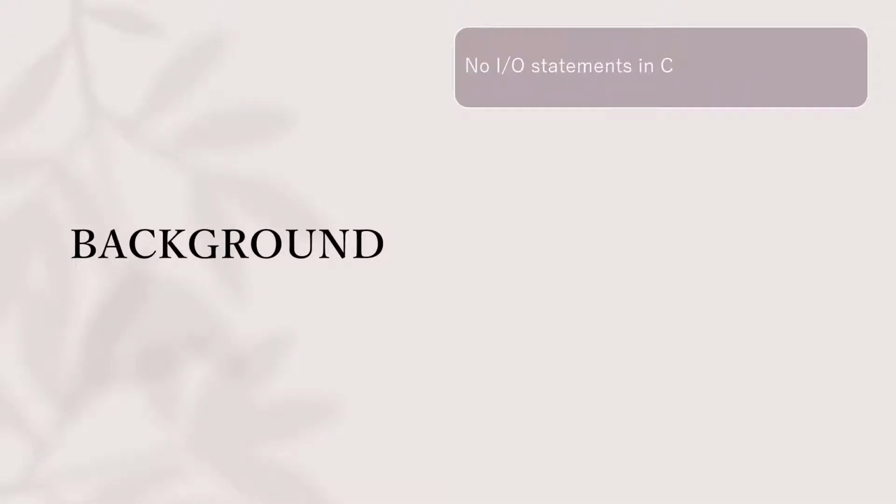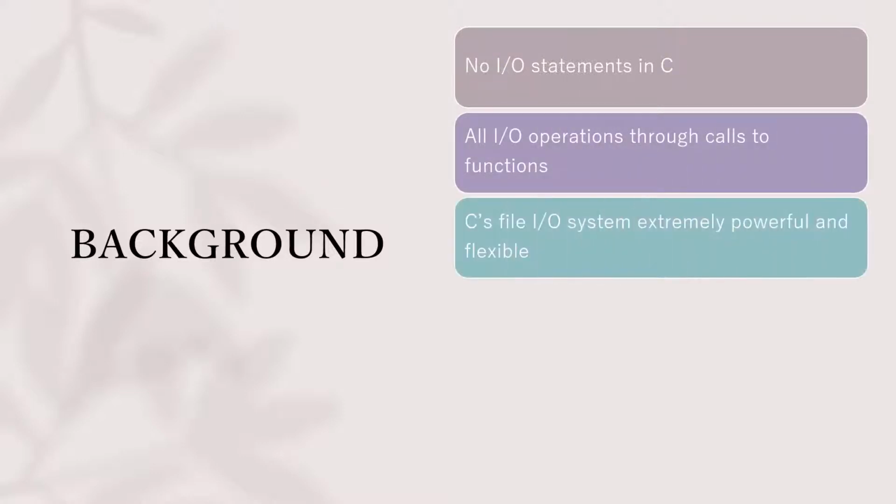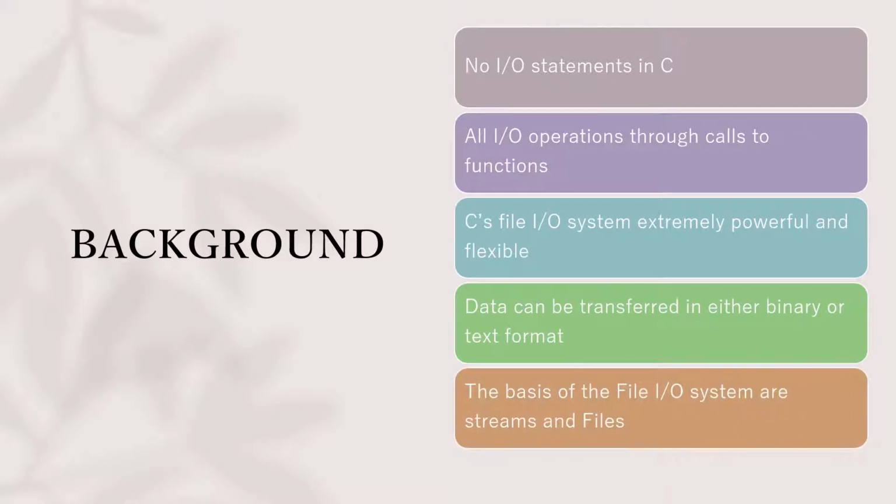Just a little background, we know from the previous session there are no I/O statements in C. Rather, we use calls to functions to execute I/O operations, but it's this very design that makes C's file I/O system extremely powerful and flexible, allowing us to share data easily between devices. The data could be either in binary format or text format. The basis of C's file I/O system are streams and files.